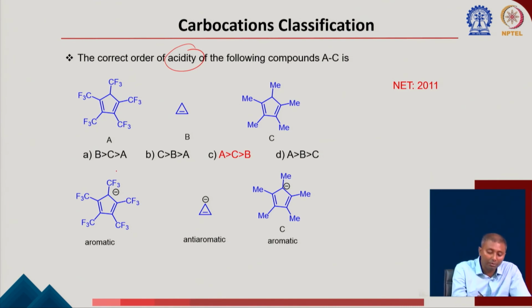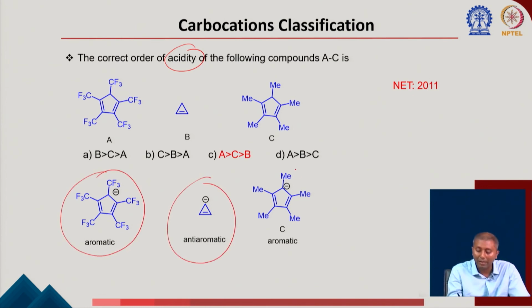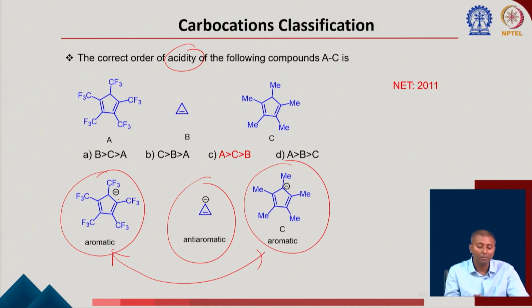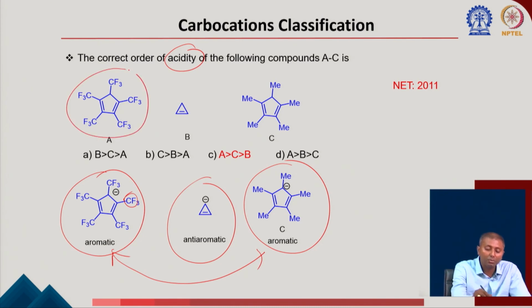Now, if you find out this carbanion, of course, this is an aromatic compound, this is an anti-aromatic compound, and this is also aromatic. Now, if you compare between these two, you can see this is aromatic, but there is a negative charge which is getting stabilized because of this CF3 group here. So, this proton will be highly acidic. So, the order will be A, C and B.